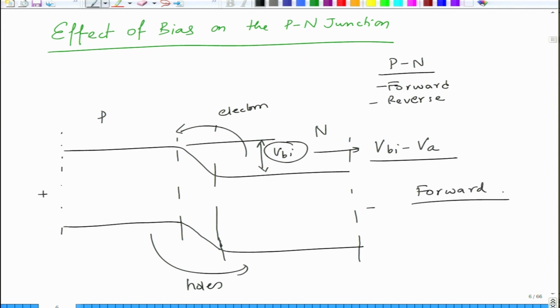And you will have large junction current. The electrons hopping from this side, holes going from this side, there is a large current that flows across the junction. As a result, you have large current.